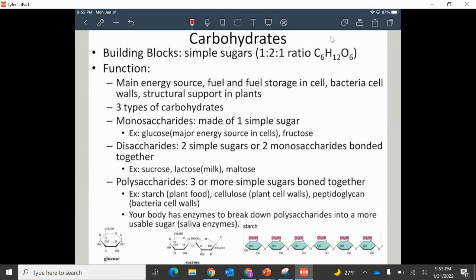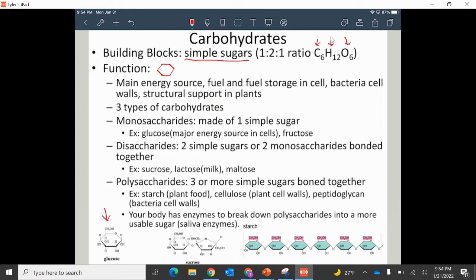Let's take a second and talk about carbohydrates, our first macromolecule. They're made of simple sugars, basically things that have carbon, hydrogen, and oxygen in this ratio of 1 to 2 to 1. A simple sugar is usually a little hexagon or a pentagon. Here's a simple sugar down here called glucose. You've heard of glucose with plants before.